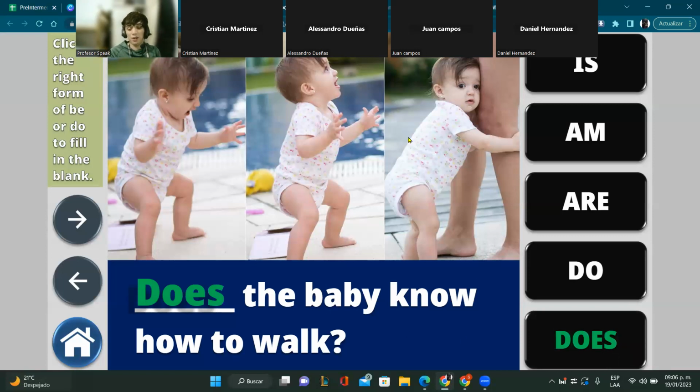So guys, remember, when there is another verb in base form, we need to use simple present. Not all the time, just in this example. I mean, we need to use the auxiliaries do and does, depending on the subject, of course. Acuérdense, siempre que nosotros en simple present tengamos ya un verbo, ya no podemos usar ni is, ni are, ni am. It's impossible. In the previous one, we could use it because we were using ing form. That's totally different. But in this specific case, we only need to use does. Does the baby know how to walk?